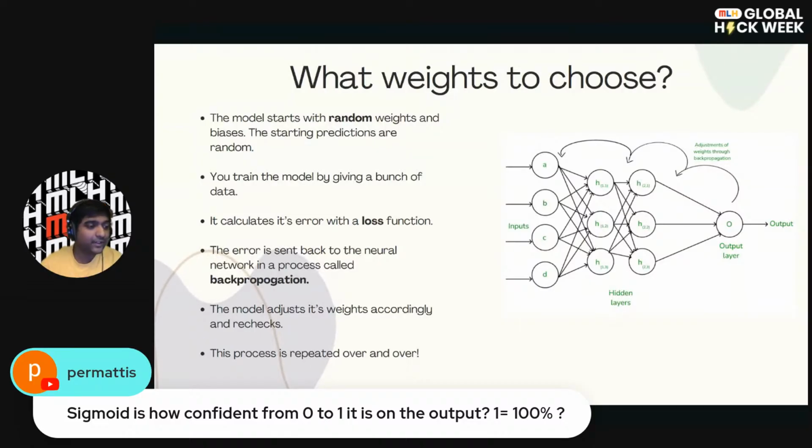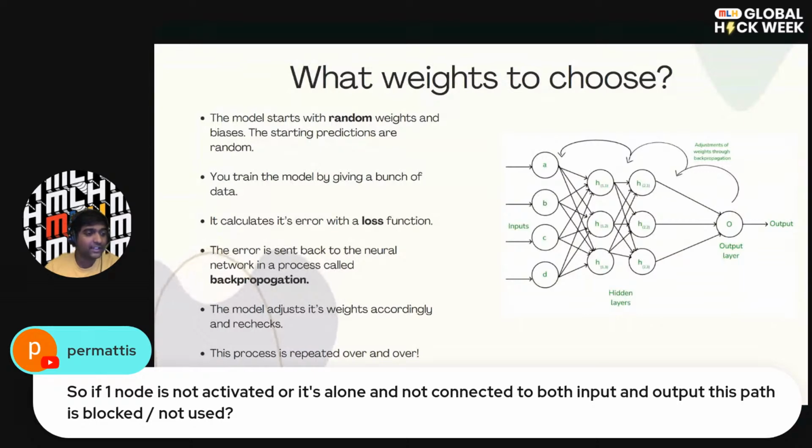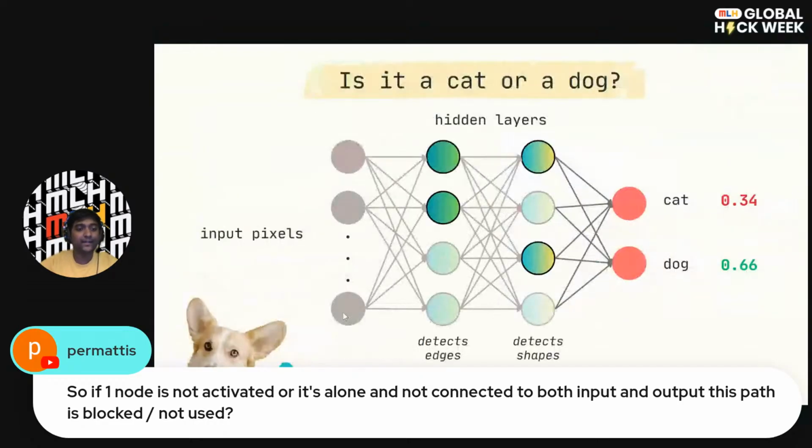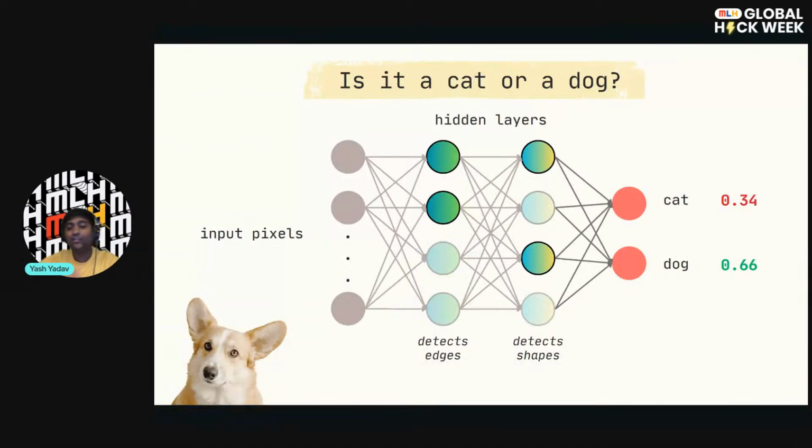Formatus again asks, so if one node is not activated or it's alone and not connected to both the input and output, this path is blocked or not used. Yes, you can sort of think of it this way. If we go back to our previous example, think of this particular node as detecting the edges on a cat's whiskers. All it did was detect whether or not those whiskers were present. And in this image that we are inputting, it finds no whiskers. So it doesn't make sense to pass on the output of this onto the next layer of our neural network. So we just deactivate that output and don't pass it on.